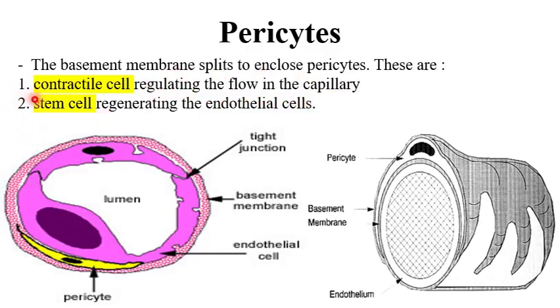The other function is that it acts like a stem cell. It acts as a stem cell that regenerates the endothelial cell. We know that stem cells regenerate cells inside an organ. So the pericyte acts as a stem cell that regenerates the endothelial cell. What is the endothelial cell? The endothelial cell is a single layer of flat cells that lines the lumen of the blood vessel. This is called the endothelial cell. The pericyte is responsible for regeneration of the endothelial cell if it has any injury. This is the pericyte cell.